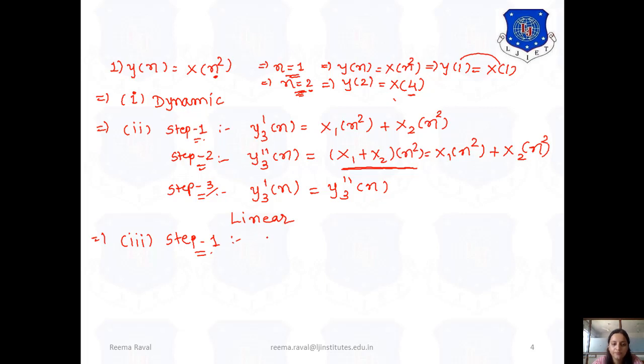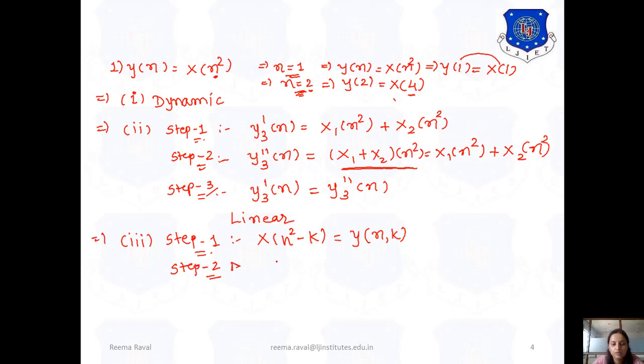Step number one is what? We need to find the system by delaying the input by k samples. We are denoting it as x of n minus k. That means the system will be n square minus k. So here we are delaying the input, that is x of n square, by k samples, that is minus k, and we will denote it as y of n comma k. First step.